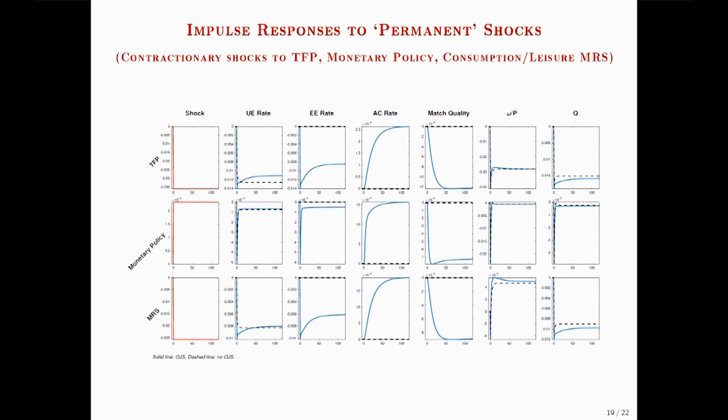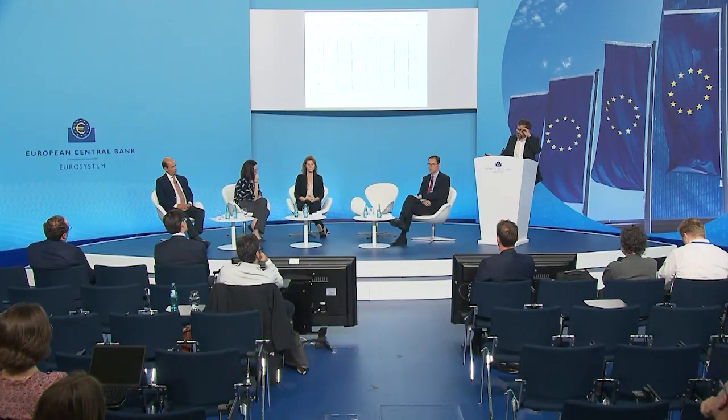The workers climb the job ladder more slowly and they get stuck at lower rungs of the job ladder. And because they get stuck at lower rungs of the job ladder, they're increasingly prone to accepting outside job offers, which is why the acceptance rate here goes up.